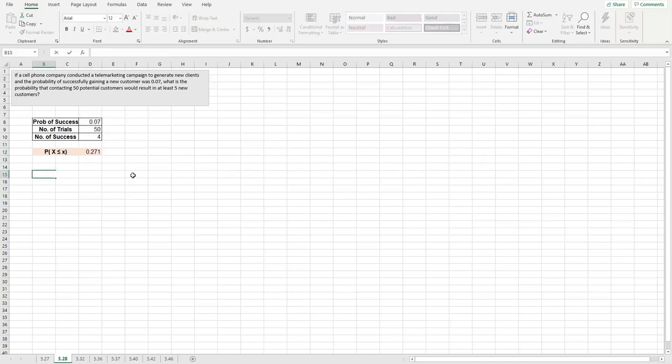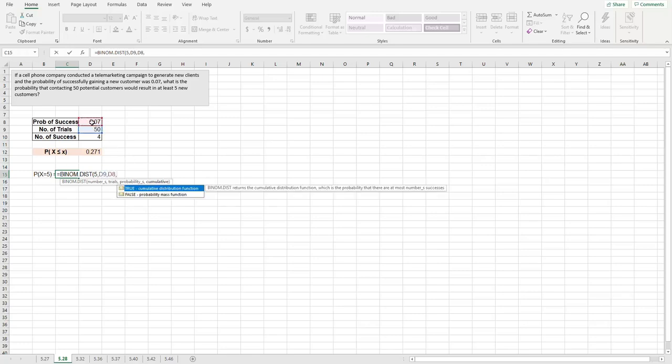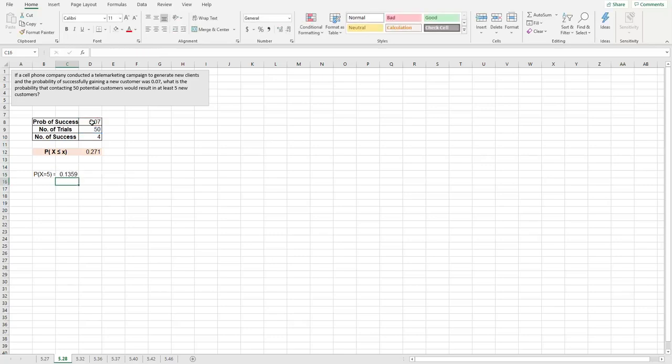Now if we were looking for the probability of getting exactly 5 new customers, we would put down binom.dist like before, setting the number of successes to 5 and the number of trials and probability of success remaining the same, we would put the cumulative this time as false, and this would give us the probability of getting exactly 5 new customers. Now with this we conclude binomial distributions in Excel.